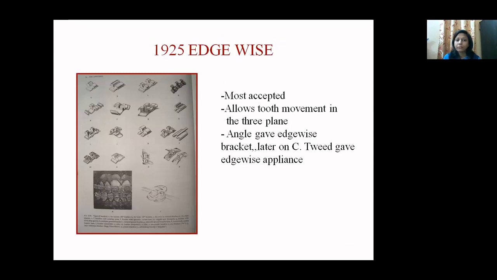Later in 1925, he converted his ribbon arch from the vertical slot to the horizontal slot and gave it the name edgewise appliance, which we are very much familiar with, and we are using it because it has three-dimensional control over tooth movement. It is the most accepted appliance, and he was the person who gave the philosophy of the edgewise bracket. And with this bracket, later on, Tweed gave the edgewise appliance.